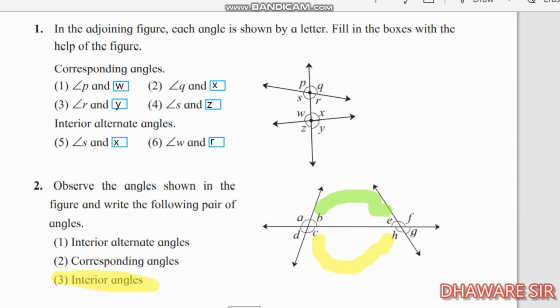So students, today we learned about exercise 2.1, where we learned about parallel lines and transversal. If a third line intersects two lines at two points, it is called a transversal. Due to that transversal, 8 angles are formed. And what are the relations between those 8 angles: corresponding angles, alternate angles and interior angles? So these topics we have learned today.